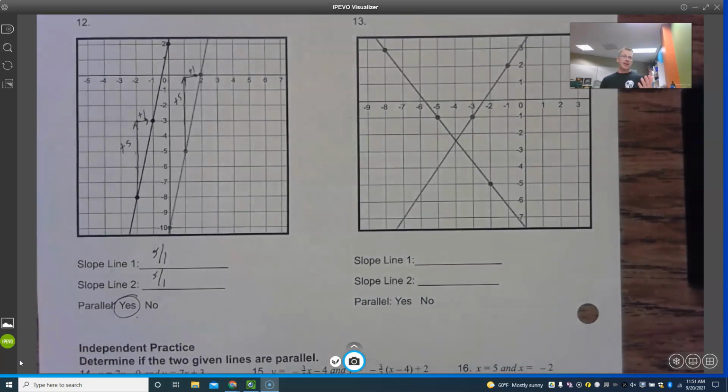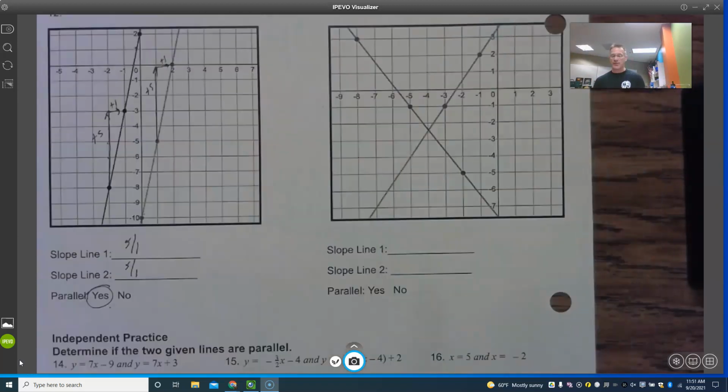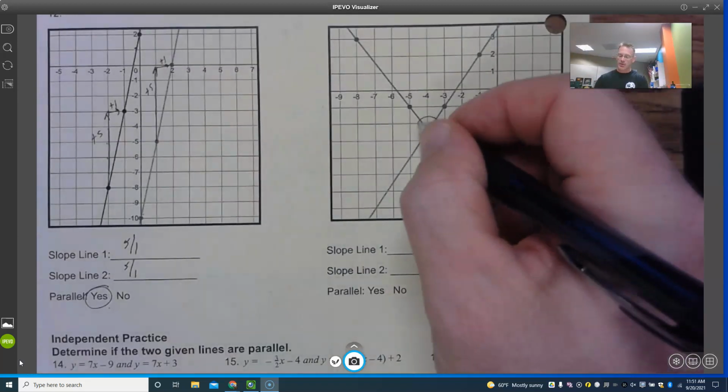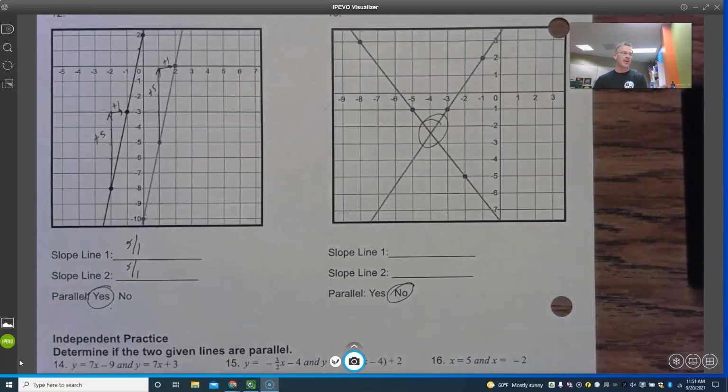Now you should love 13, right? 13 requires no work whatsoever because when we look at these two lines, they intersect. And the first thing we said, on our notes right here, is that they do not intersect. So if you have a graph and you see that the lines intersect, right away we can jump, yep, they're definitely not parallel.